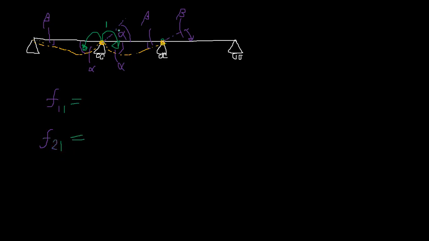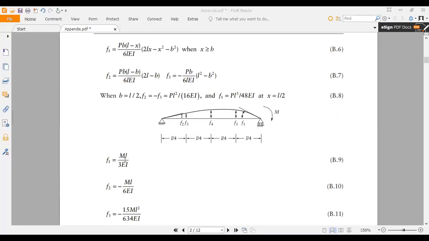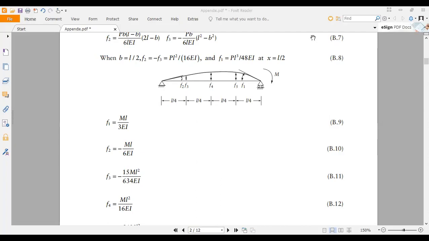this is equal to 2 alpha in clockwise direction. Compared to this part, this has moved 2 alpha in clockwise direction. So that is 2 alpha. This is beta. So how to take this alpha? Using the appendix, you can write this equation. If you apply a moment, you can see alpha is F1, ML over 3EI. So M is 1, right? And the far end is ML over 6EI. So keep it, remember.